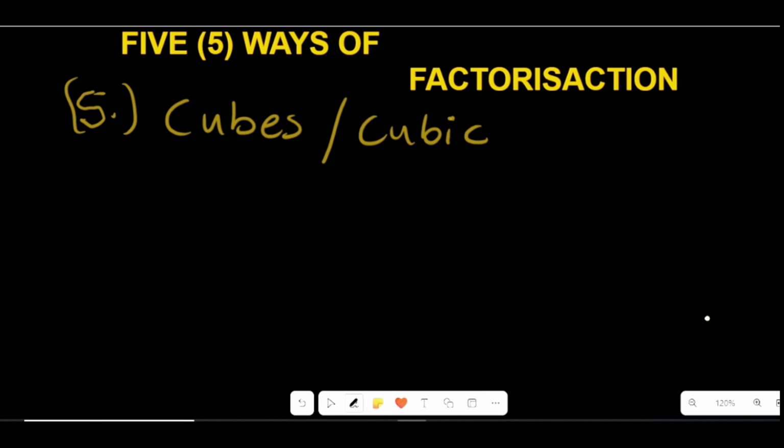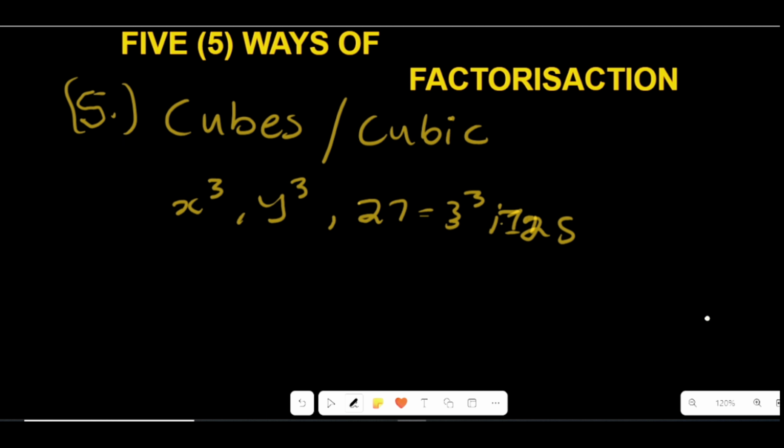Okay, so now in this case, you are given anything cubic, x to the cube, y to the cube. You are given 27, which is 3 to the power of 3. It could be anything. For an example, if you are given 125, which is another cubic, which also equals 5 to the power of 3.